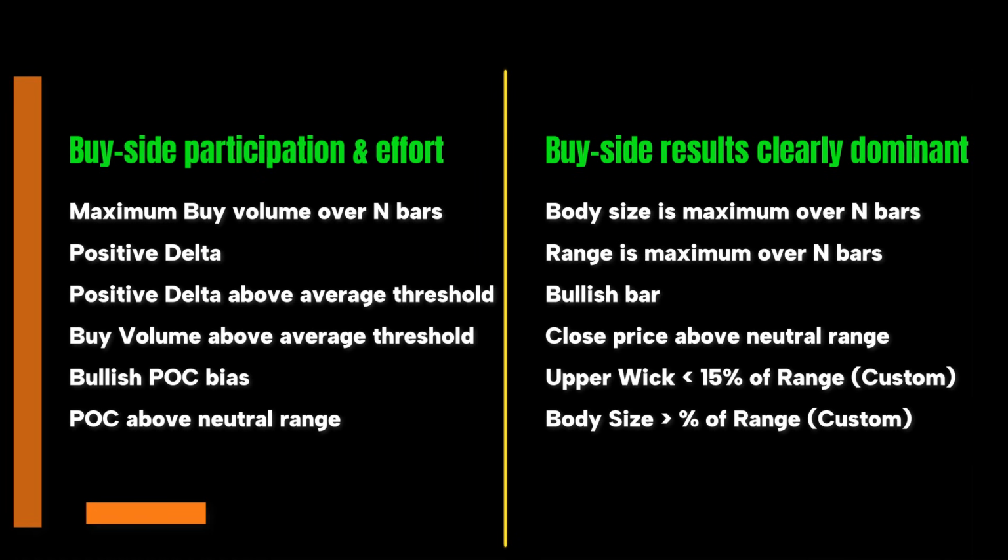Next, the system evaluates the result, which must show clear dominance from the buy side. The candle body must be the largest over the N bars. The range must also be the widest over N bars. The candle must be bullish. The closing price must be above the neutral range. The upper wick must be less than 15% of the total range. And the body must represent a large portion of the range. When both effort and result are strong and aligned, the system confirms a complete push bar signal.